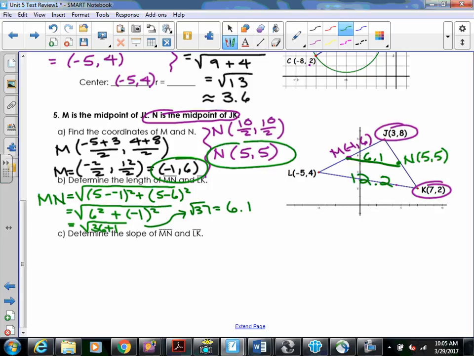Now I don't even have to do any work. I know that side LK is twice as long as the mid-segment. So you just multiply it times 2. You can add it if you need to, but it's the same as multiplying it by 2. Okay, so we're done with part B now. The last thing we need to do is find the slope of segment MN and segment LK.